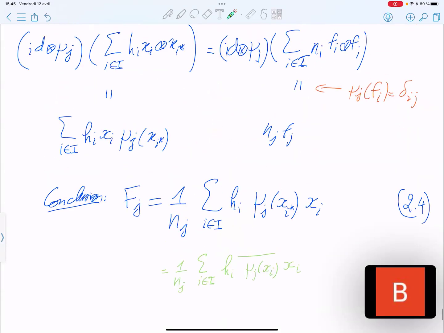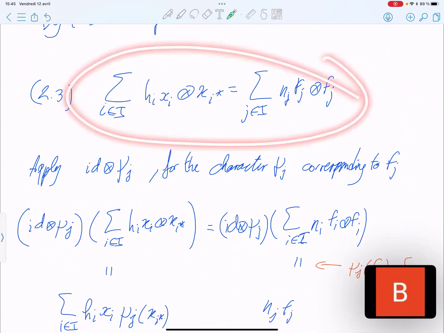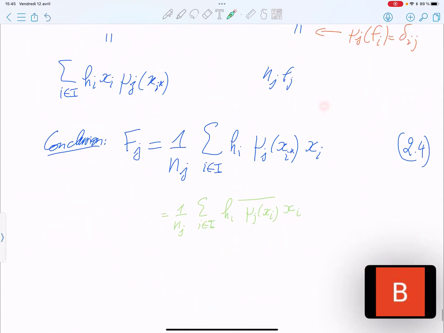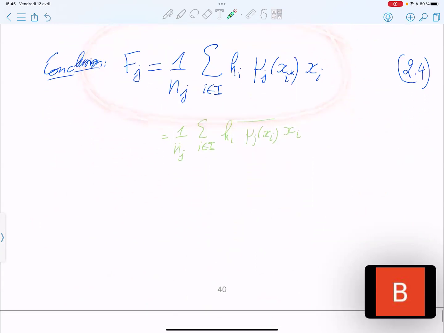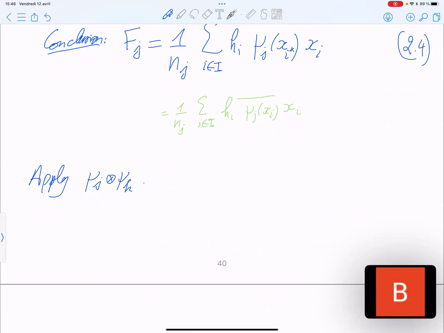Next, we will again apply something to that to get the first orthogonality relation. That was used to get the formula for the primitive central idempotent. Now apply mu_j tensor mu_k, we get mu_j tensor mu_k of the sum.